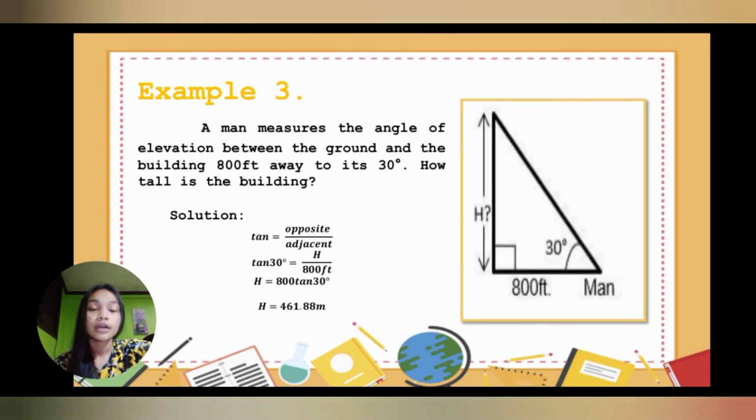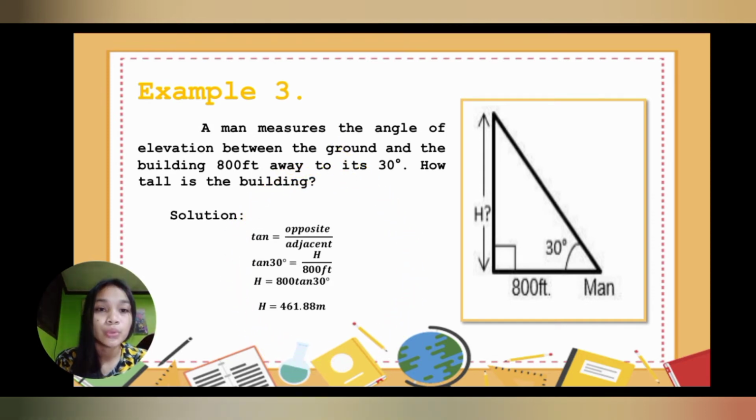Another example: a man measures the angle of elevation between the ground and the top of a building 800 feet away to be 30 degrees. How tall is the building? So, how tall is the building, if the building is 800 feet away at a 30 degree angle? So, yes, here is our solution.